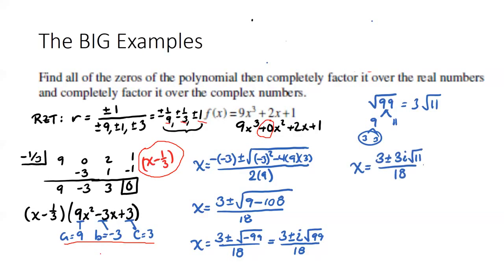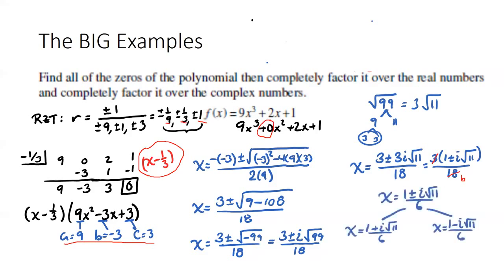I'm going to factor out the 3 and reduce. Okay, so you see here I've got the 3 factored out, which now means that I'm going to get rid of the 3 and I'm going to change this 18 to a 6. All right, and now I get 1 plus or minus i square root of 11 over 6. This is one of those roots. And this is the other one. So, okay. We've got roots. We've got zeros at -1/3. We've got one at this thing, and then one at this guy.